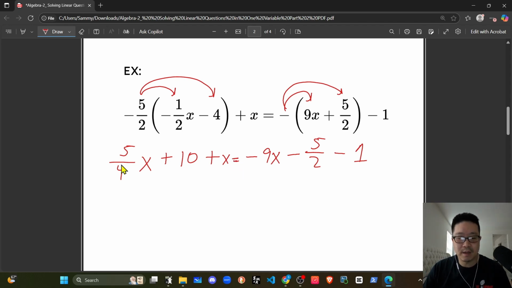Now we can clear the fractions by multiplying both sides by the LCD. What are the fractions involved here? Well, it's 4 and 2. So the LCD of 2 and 4, well, it's 4, right? So let's go ahead and multiply both sides by 4.